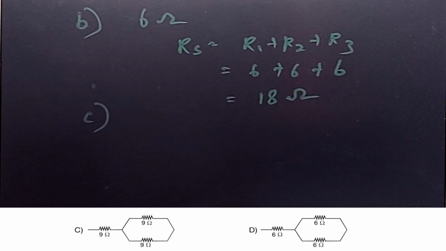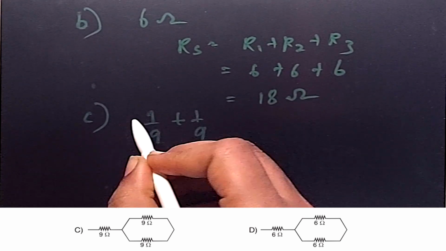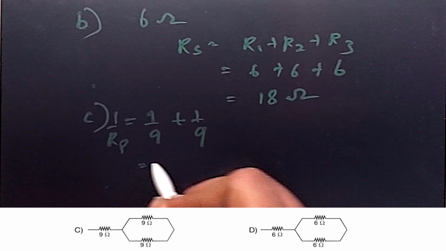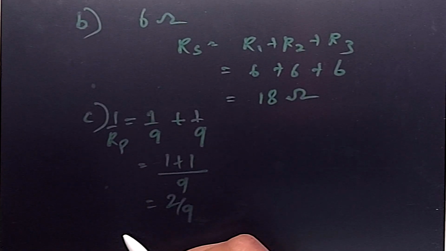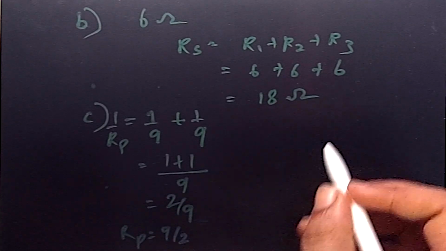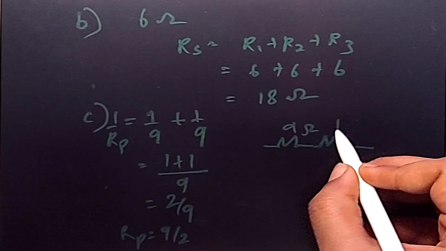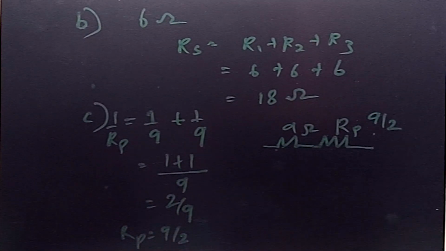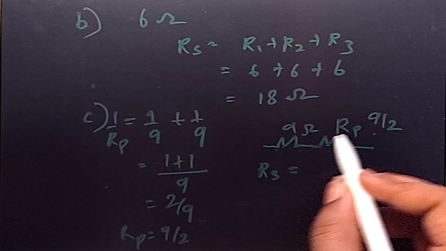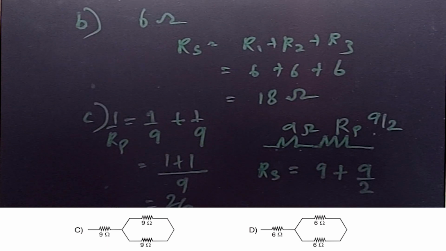First let me check the equivalent resistance of the two resistors that are connected in parallel. That is 1 by 9 plus 1 by 9, that is 1 by RP. We will be getting the value as 2 by 9 and RP is 9 by 2. The 9 ohm resistor is now connected in series with RP, that is nothing but 9 by 2. Since these two are in series, we shall check their sum, that is nothing but the equivalent resistance, that is 9 plus 9 by 2.